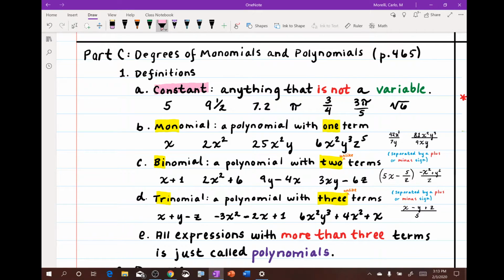So those are all examples of binomials there. And then a trinomial just extends that concept with another addition or subtraction symbol. So if x plus 1 is a binomial, x plus y minus z is a trinomial. Okay, same thing here, negative 3x squared minus 2x plus 1, or 6x squared y cubed plus 4x squared plus x. Okay, these are all trinomials. Anything with more than three terms is just called a polynomial.